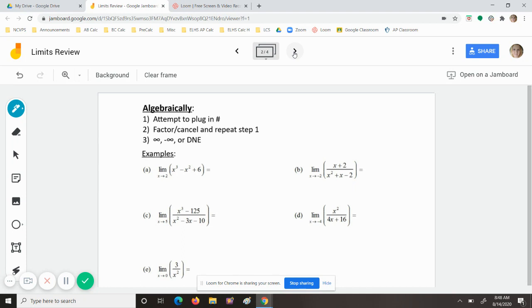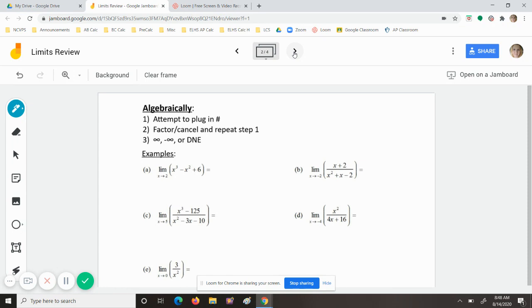Now, if we've tried both of those things and we cannot plug in still, we only have 3 possibilities. We could have positive or negative infinity or does not exist. That's the one where we pick something 0.5 to the left and 0.5 to the right, plug in, see what sign we get. Okay, let's talk about these. We have 5 examples here for you to take a look at.